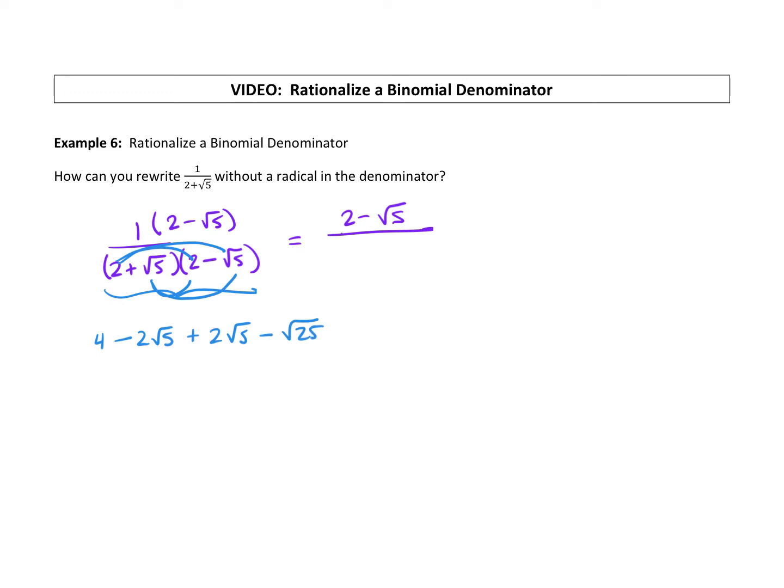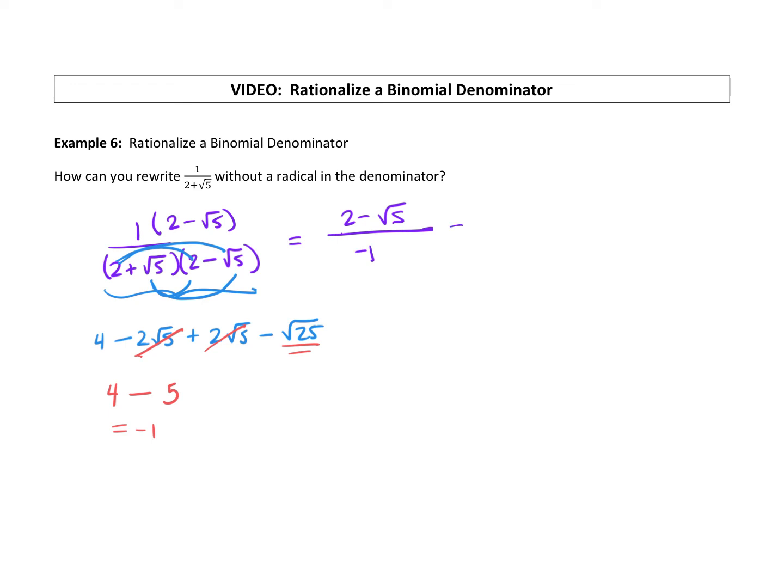Okay, so if we did this correctly, we should end up with no radicals. What we notice is we have a negative 2 root 5 plus a 2 root 5. Those are going to cancel each other out. So we have 4 minus, now the square root of 25, that's a perfect square. So it's 4 minus 5, which is a negative 1.